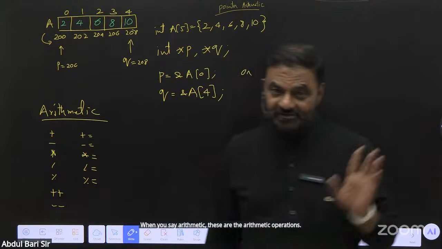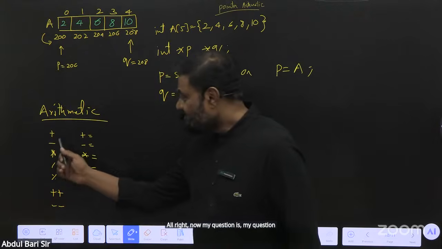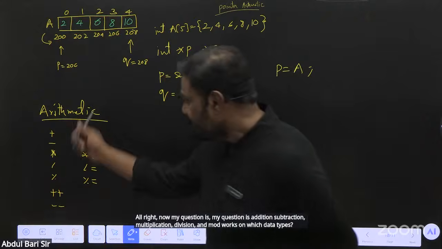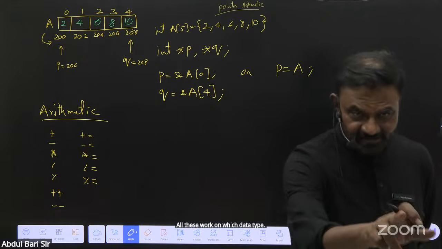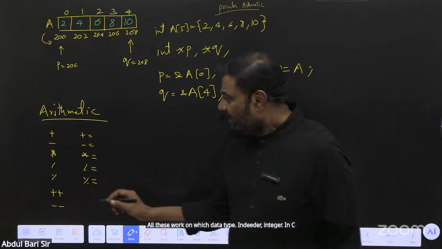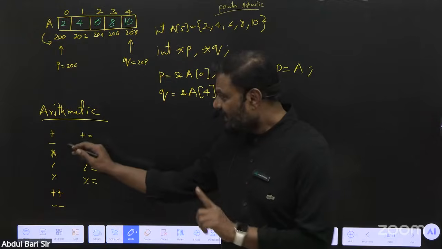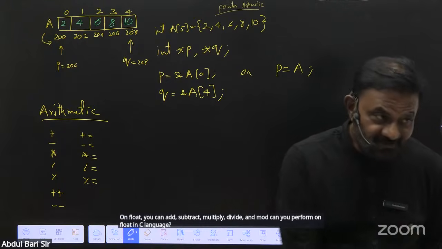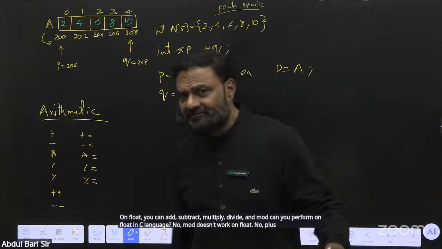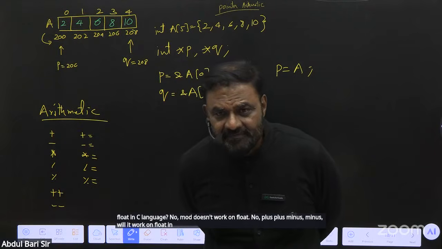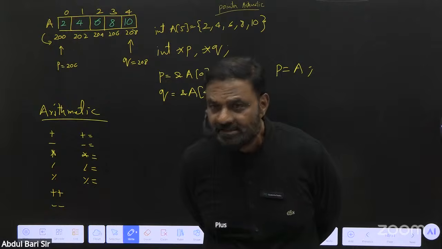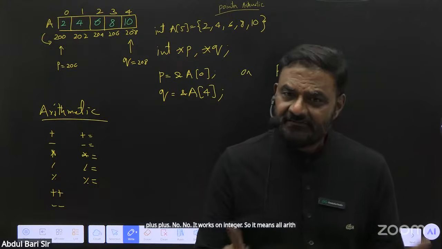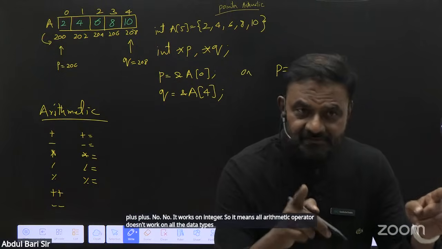All right. Now my question is, addition, subtraction, multiplication, division, and mod work on which data types? Integer, in C language. On float, can you add, subtract, multiply, divide, and mod in C language? No, mod doesn't work on float. Now, will plus plus, minus minus work on float in C language? No, it works on integer. So it means not all arithmetic operators work on all the data types. You agree with this?